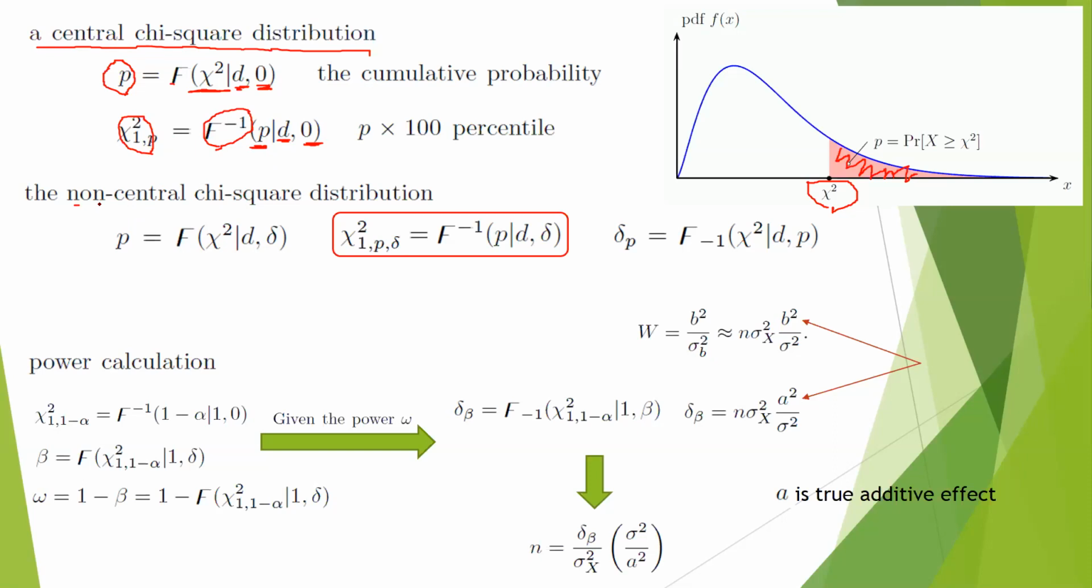We can do the same thing for the non-central chi-square distribution as well. The only difference is that we have another parameter. If we know the non-centrality parameter and the degrees of freedom, and we also know the chi-square statistic, we can calculate the exact p-value for that statistic. Now for this non-central chi-square distribution, we have two versions of the inverse function here.